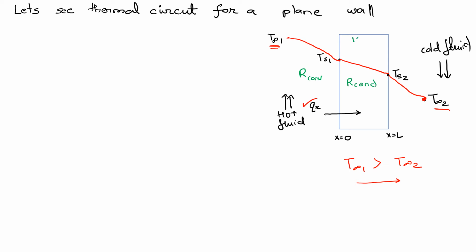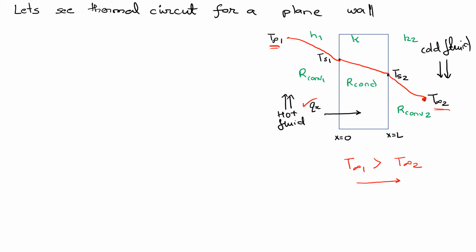So let's say the wall has a thermal conductivity K, and let's say the fluids have heat transfer coefficients H1 and H2. Oh, let's take it the other way around. So let's say the fluid on the left has H1 and the fluid on the right has H2. And again, the thermal resistance offered by them will be different. So let's say the thermal resistance on the left is R convection 1 and on the right is R convection 2. Okay, so now this is the scenario that we have.